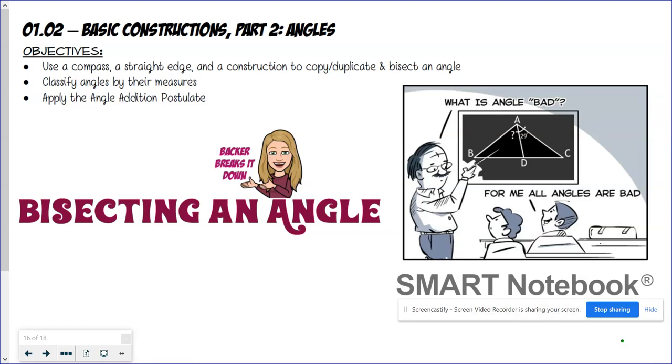Hey, so in this episode of Backer Breaks It Down, we're going to look at bisecting an angle.